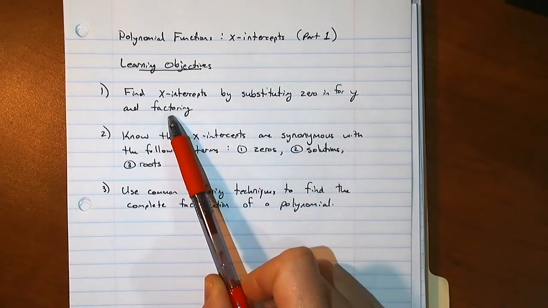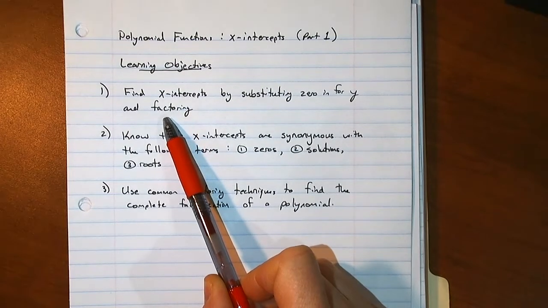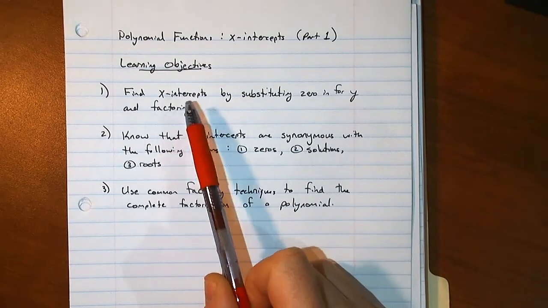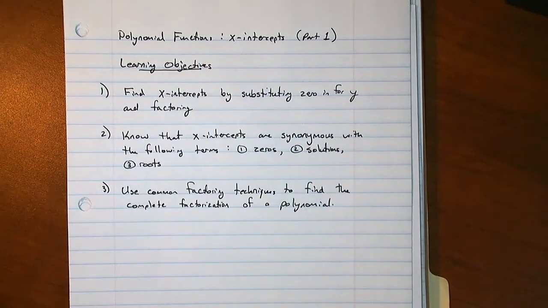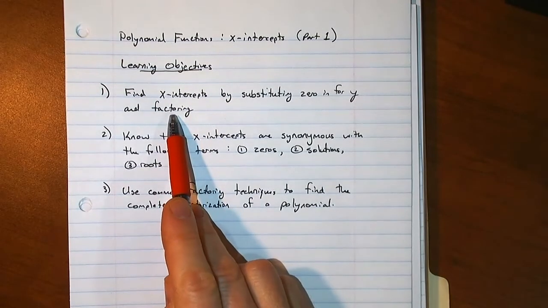And then we talked about with quadratics that you could either factor or you could use the quadratic formula. Well, unfortunately, for polynomials in general, there's not a formula. There is one specifically for quadratics, but as you get into larger degree polynomials, there isn't a formula. And so we're going to rely heavily on factoring.